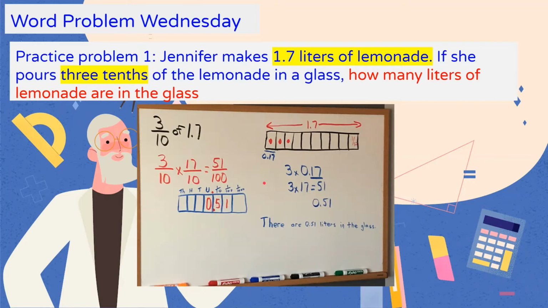Now we can also check it with our tape diagram, right? We know that each tenth is equivalent to 0.17. And so 3 times 0.17 is the same as 3 times 17 when we use our shortcut. 3 times 17 is 51. And our shortcut tells us, what, 2 decimal places. We just move our decimals over 1, 2, and we have the same solution, 0.51. So there are 0.51 liters of lemonade in the glass.